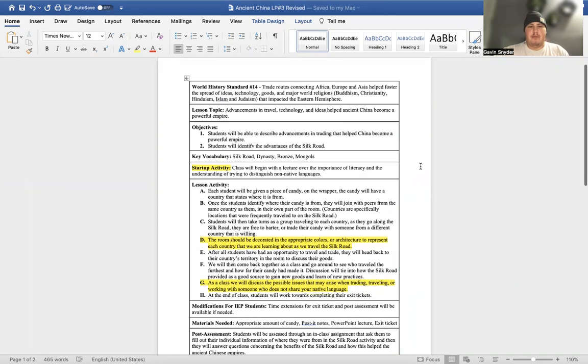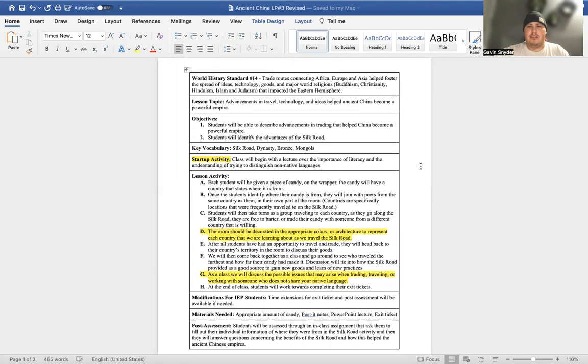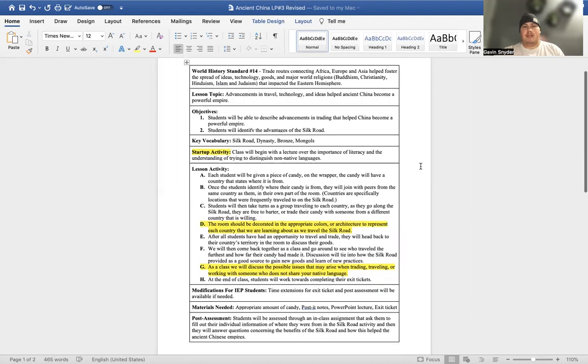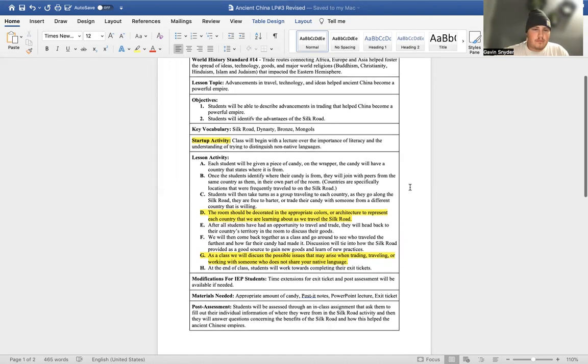So my mentor and I decided that I would put this lesson together to go along with it. The topic for this lesson is advancements in travel, technology, and ideas that helped ancient China become a powerful empire. So we're talking about the Qin dynasties and things like that. Objectives: students will be able to describe advancements in trading that helped China become a powerful empire. Also, students will identify the advantages of the Silk Road.